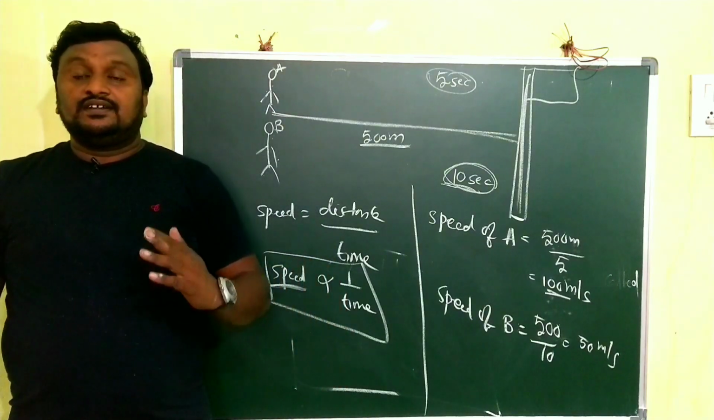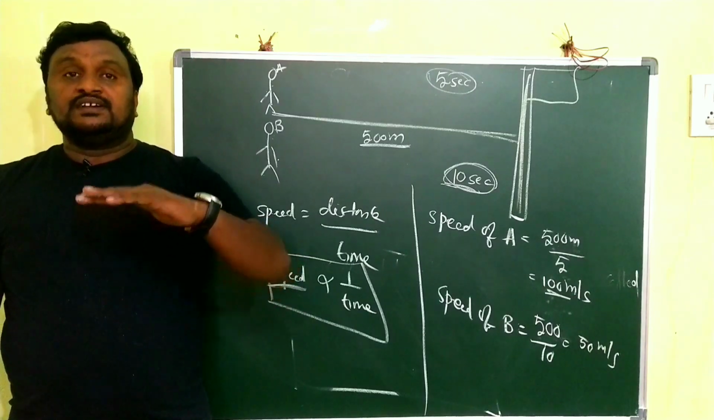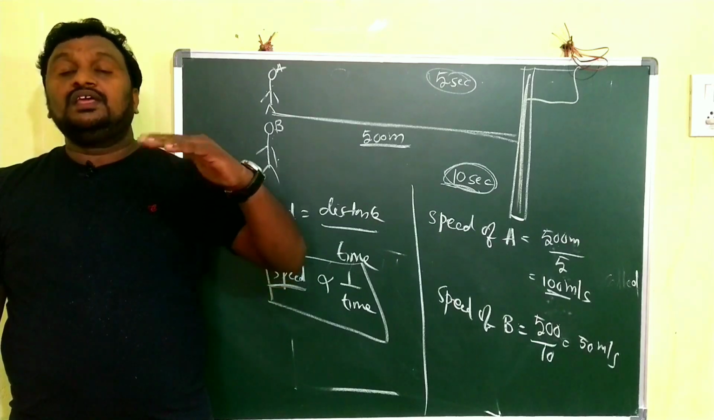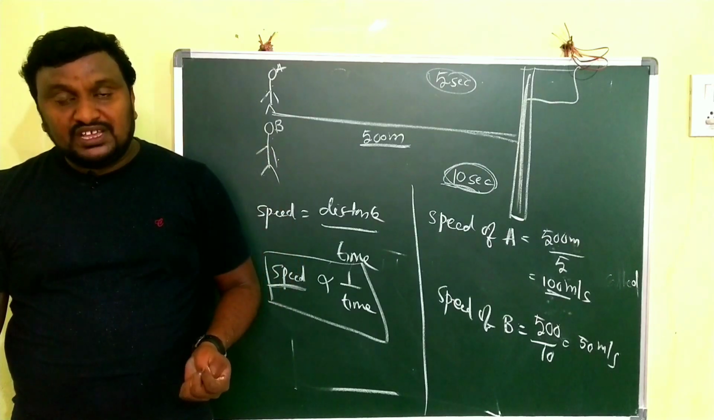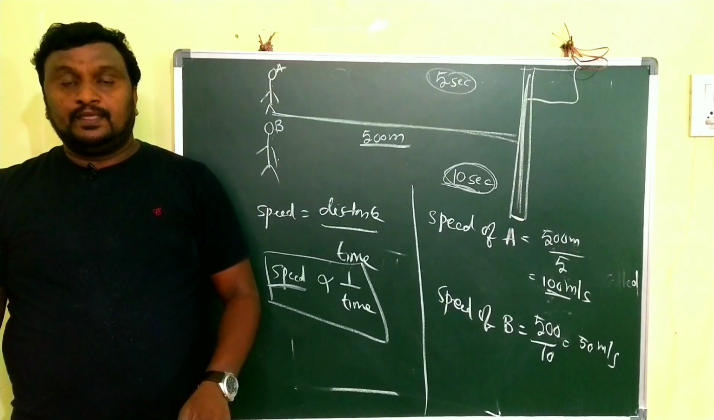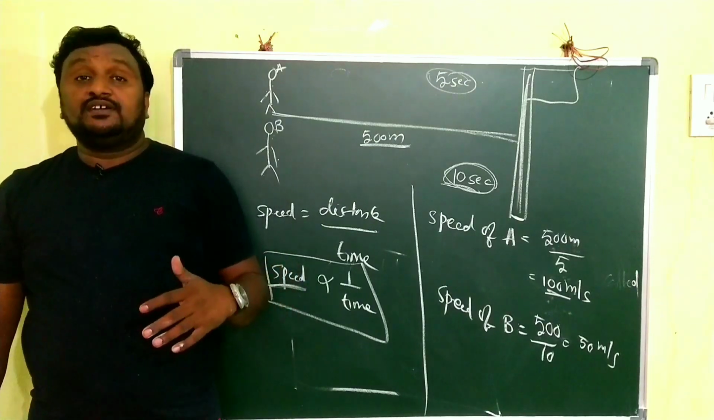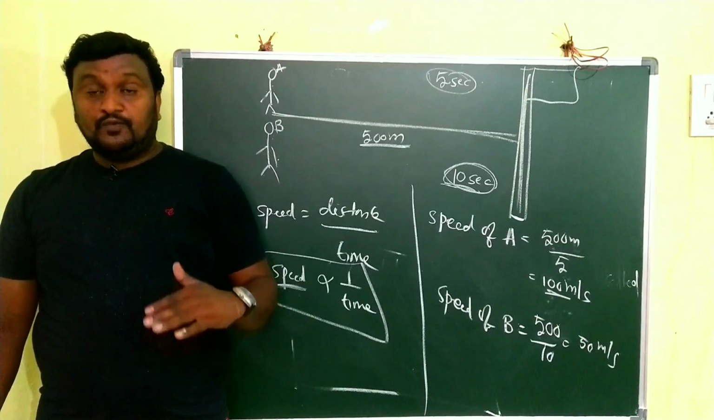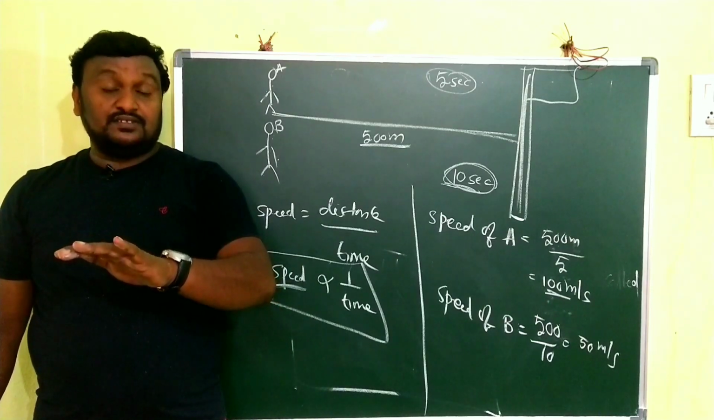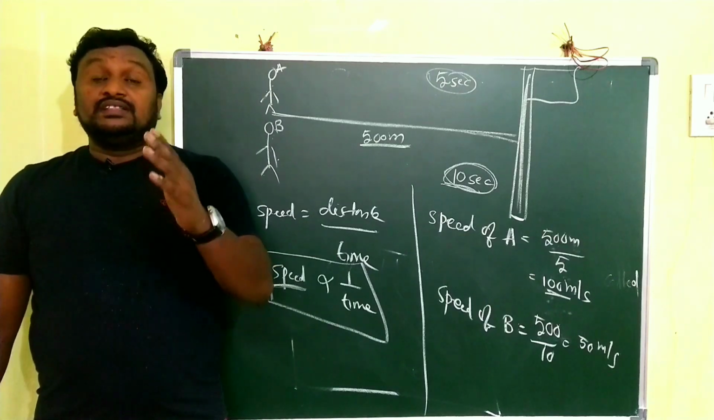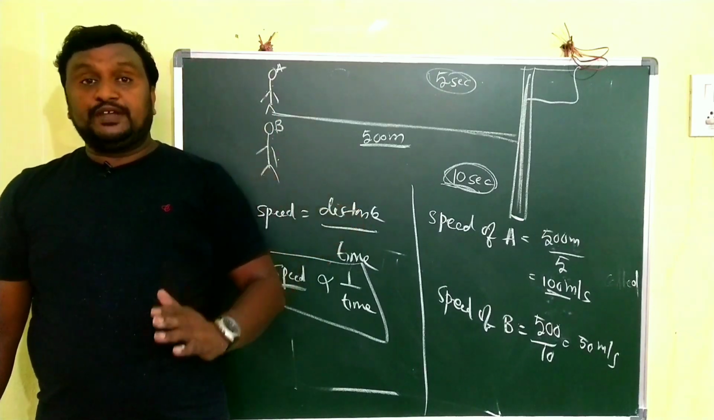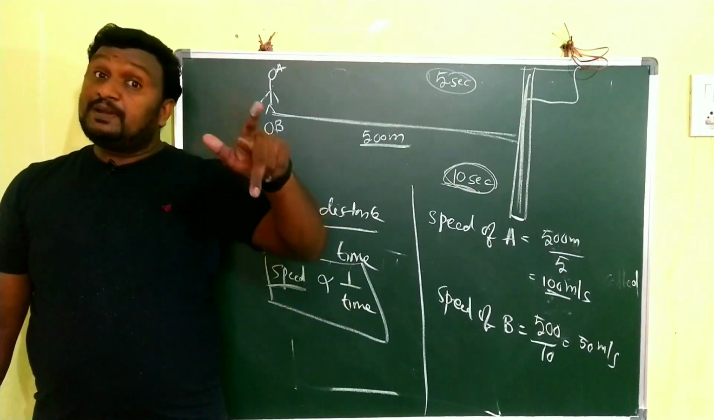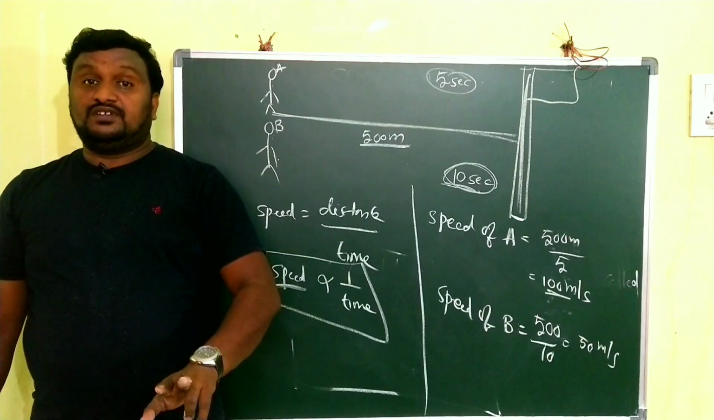So children, what is speed? The distance covered by the body in unit time, or per unit time, is called speed. And the rate of displacement is called velocity. You have to observe the difference, children. The rate of distance is called speed. Rate of displacement is called velocity. Clear?